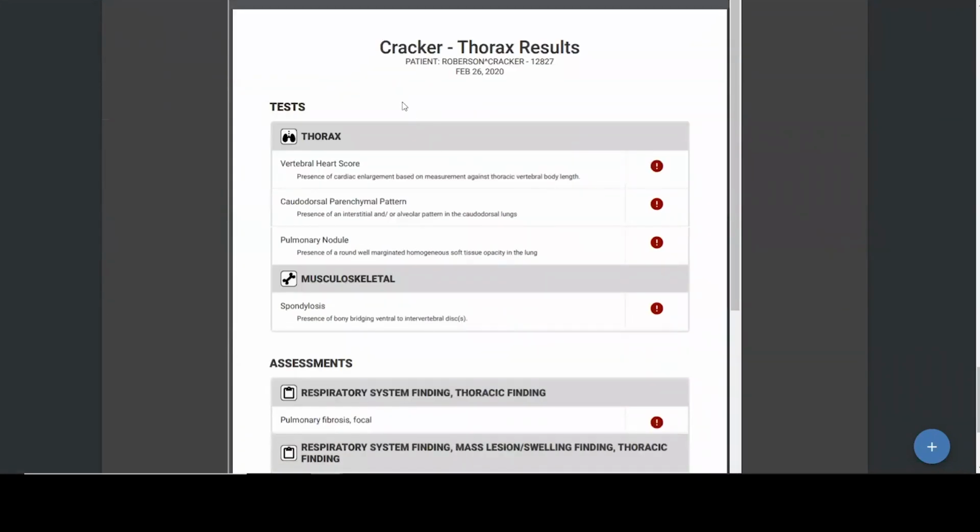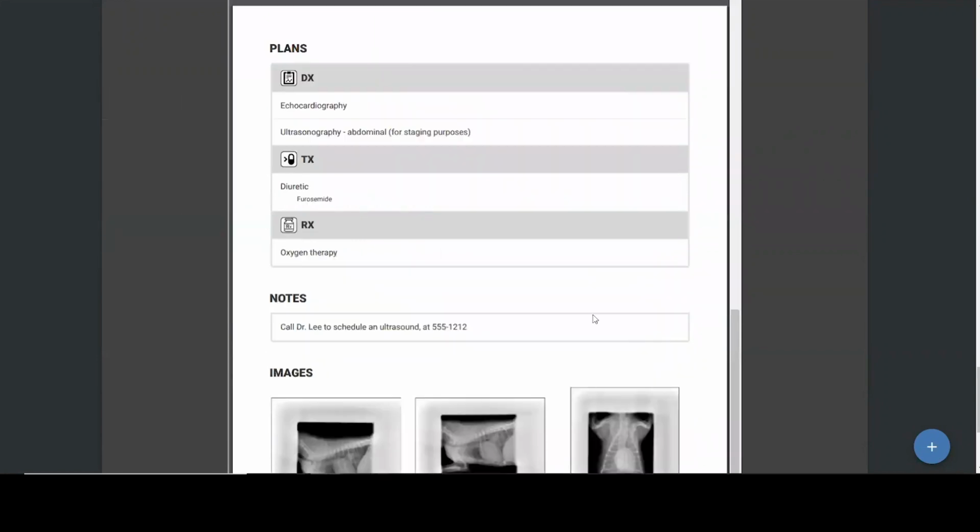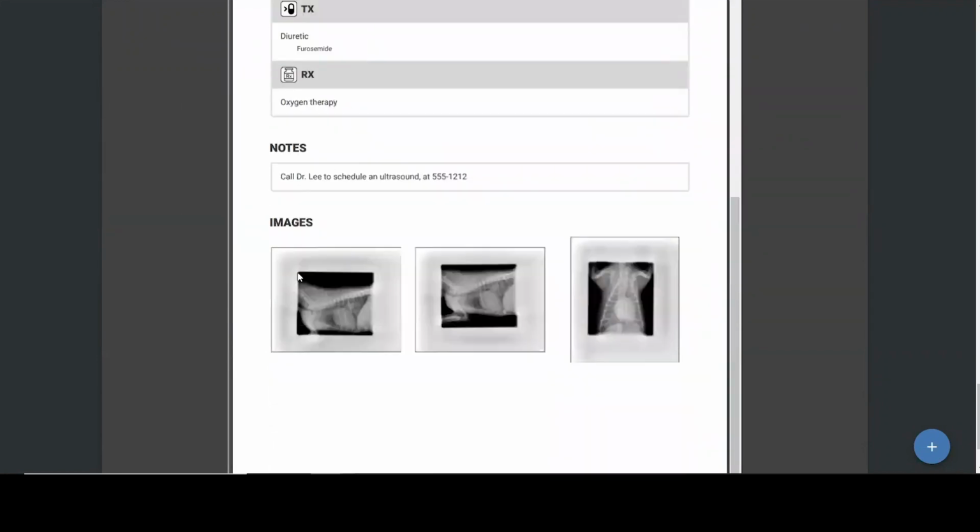So you can see here, our test findings are there first. And then here we have our differentials listed. Next, we have our recommendations. We have our notes here. And then we also have our images. And so this can be saved. It can be copied as a report, so that you can copy and paste it into your hospital management system. You can download and print the report, or you can email the report.